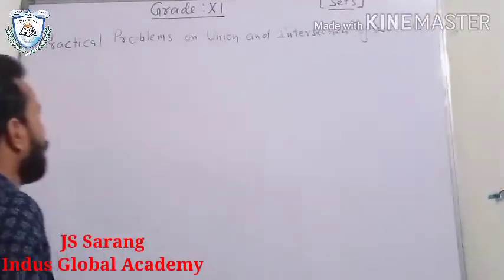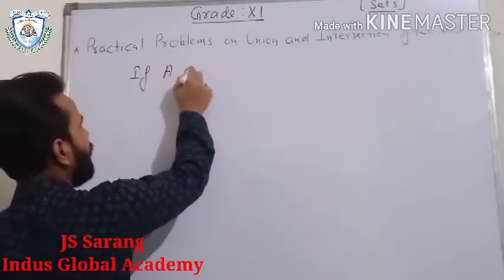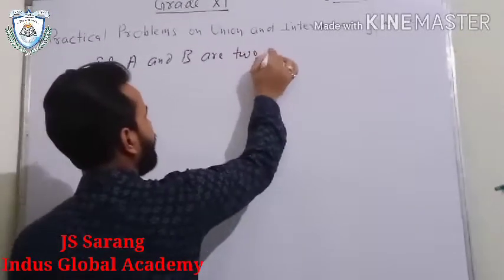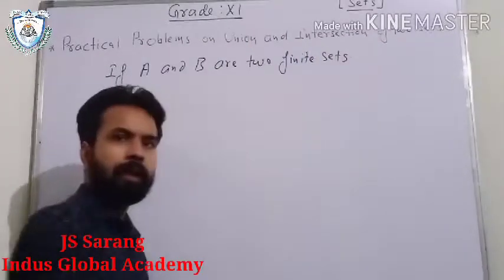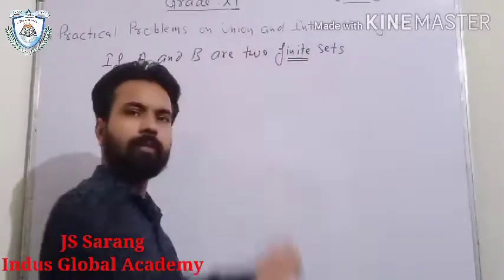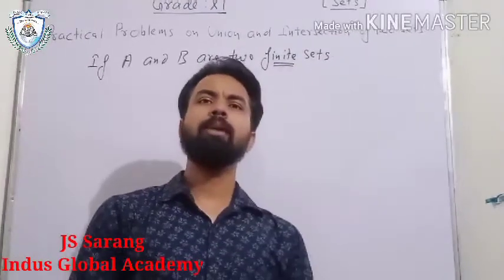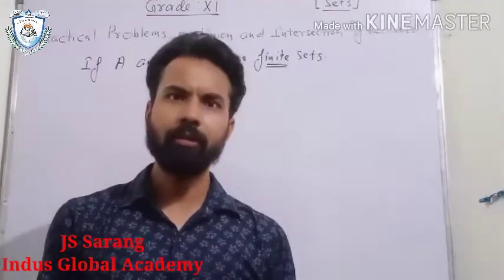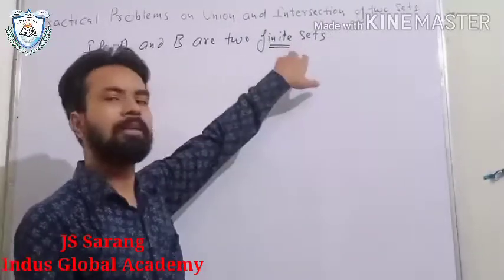See, if A and B are two finite sets, what are finite sets? A set in which the number of elements is countable is known as a finite set. Understood? A set in which the number of elements is finite is known as a finite set.